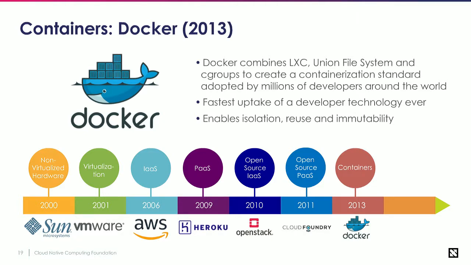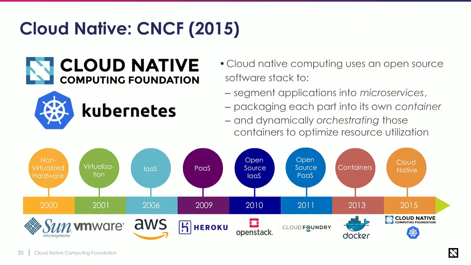But then it raised the question, okay, well, this is making my development environment easier. Why can't I use these same containers in production? And that brings us to the last step of our history, cloud native, where we define cloud native computing as using an open source software stack to segment your application into microservices, and I'll talk more about that. You package each part in its own container, and then you can dynamically orchestrate those containers to optimize resource utilization. And of course, Kubernetes is the platform that most people today are using for that orchestration.